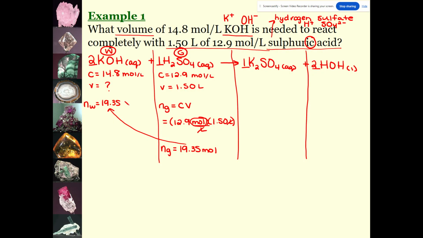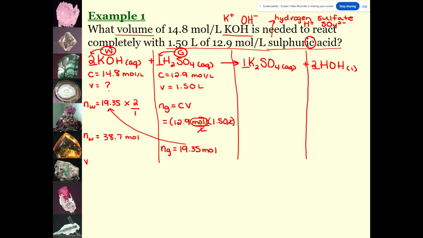19.35 times wanted over given. So in front of my wanted, there's a 2. In front of my given, there's a 1. So the moles of my wanted is 38.7 moles. Okay? Now I'm going to find my final answer, which was looking for volume.